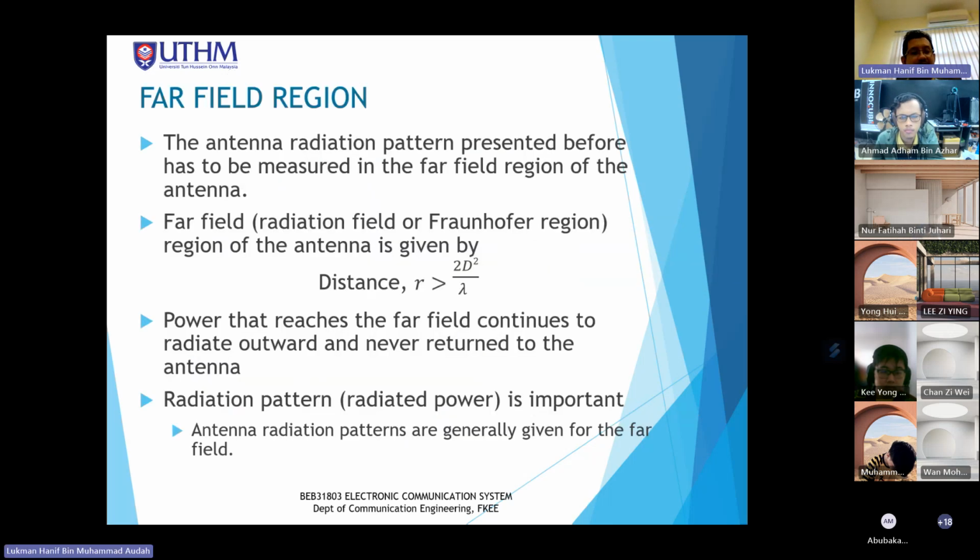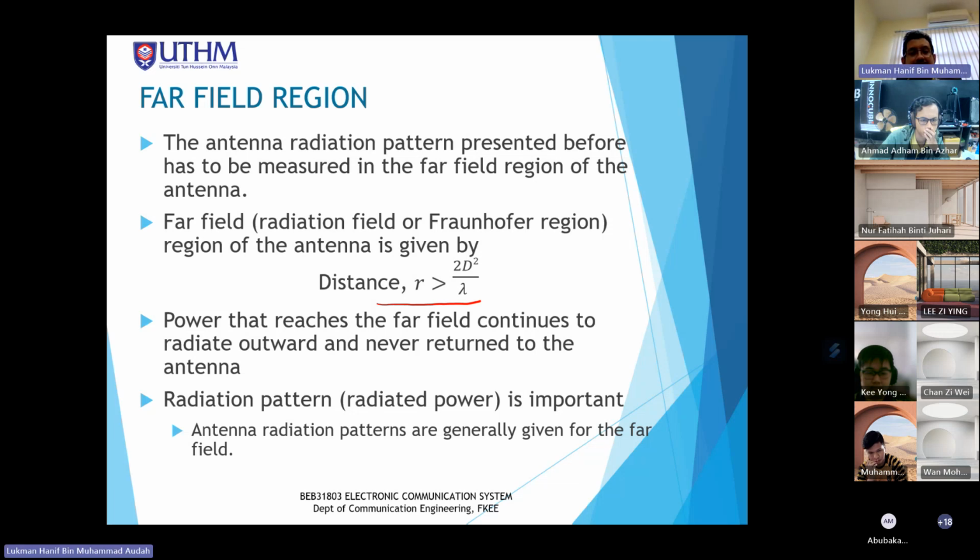And we have another parameter, what we call the far field region. Far field region is a region of area at a distance 2d square over lambda from the antenna. So if we measure the distance 2d square over lambda from the antenna, that is what we call the far field region or the Fraunhofer region.